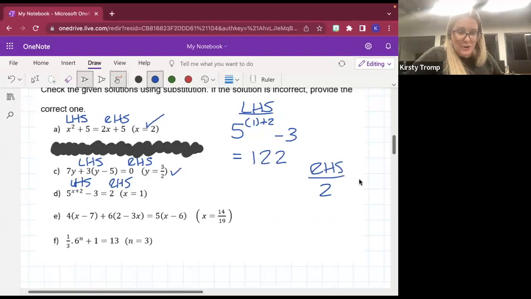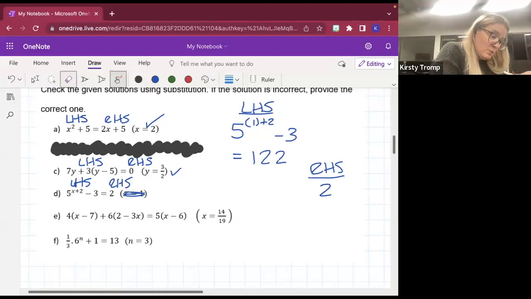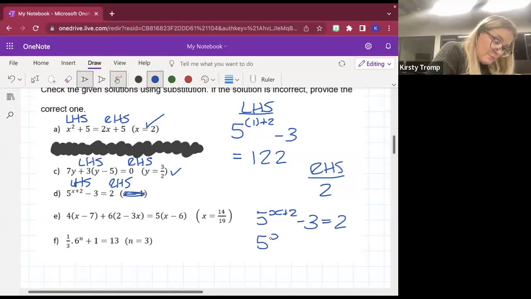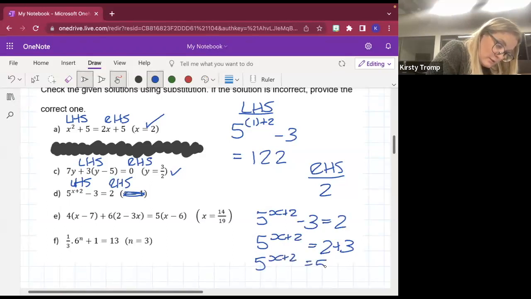So I definitely know that those 2 sides are not equal. That means that x cannot be equal to 1. Which means, what do I need to go and do? I need to go and solve the sum. They told me that 5 to the power of x plus 2 minus 3 equals 2. I leave 5 to the power of x plus 2 where it is. I take this 3 to the other side. So now I've got 5 to the power of x plus 2 equals 5.